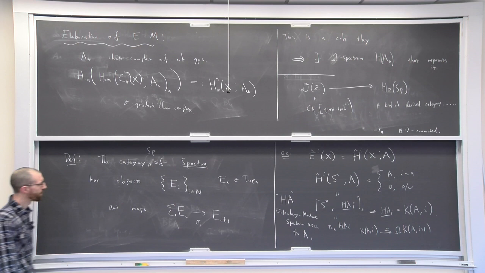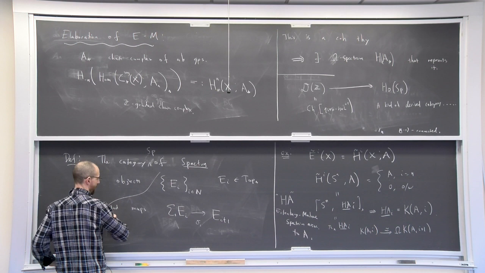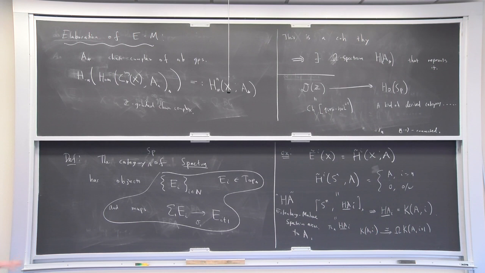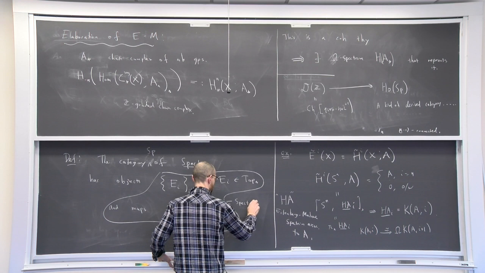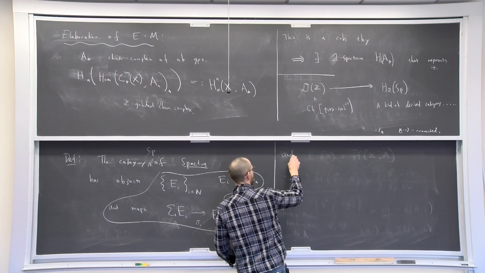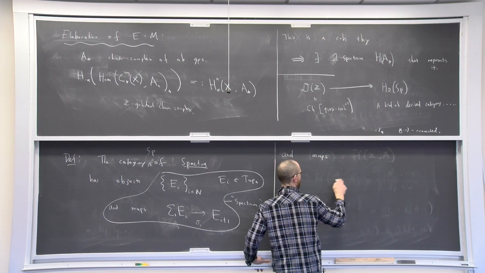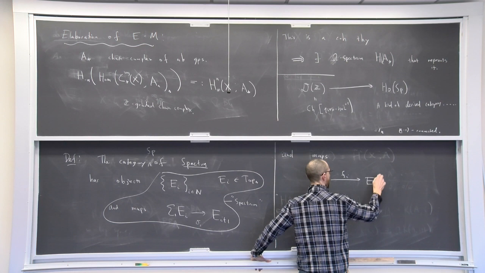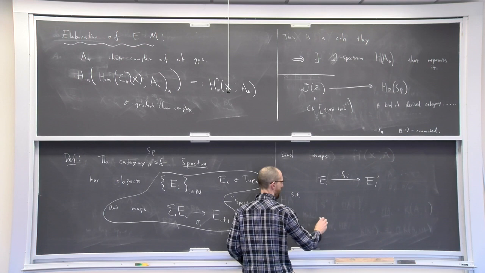So that's part of the objects, right? Circle. Sorry. Has objects. I see the issue. Thank you. These are the objects. This is a spectrum. And then a map of spectra: maps that are sequences of maps of pointed topological spaces such that the following diagram commutes.